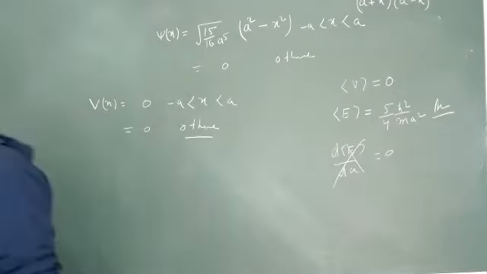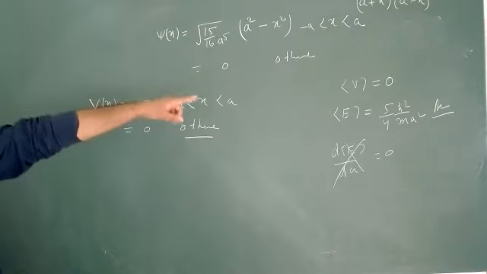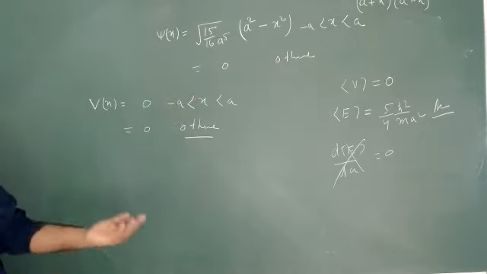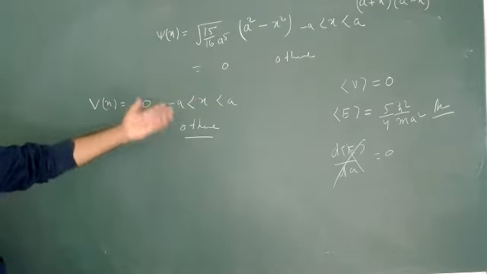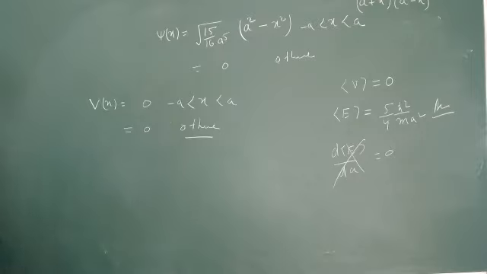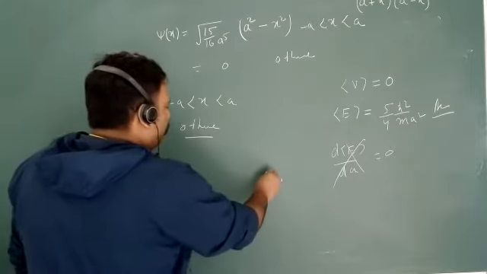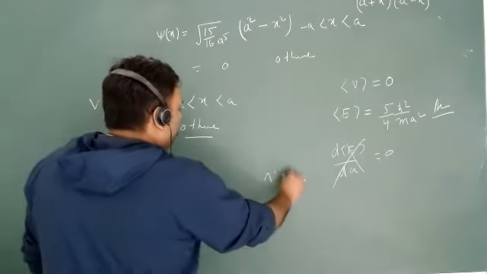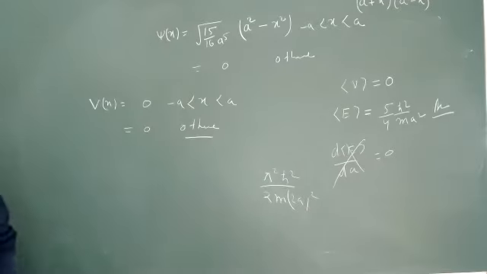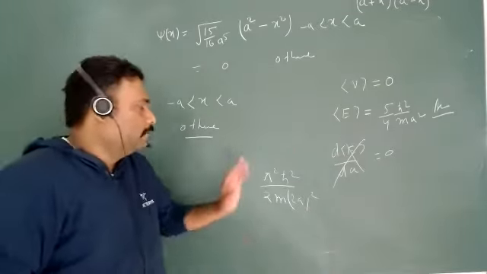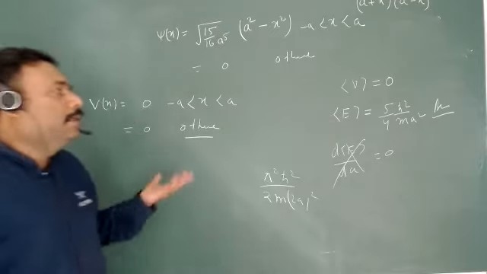And obviously you can check, this will be more than the actual value of the ground state energy of this potential. What will be the actual value of the ground state energy of this potential? Pi square h cut square upon 2m into 2a square, because the length is 2a. Yes, so you can easily see that this will be more than this one. And here there is no option.